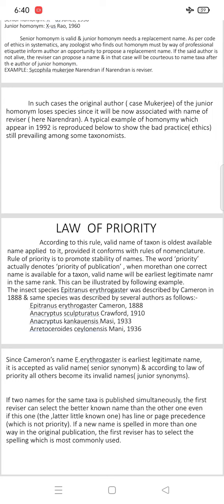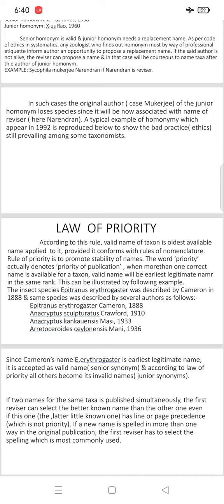Since Cameron's name Epitranus erythrogaster is the earliest legitimate name, it is accepted as the valid name. That means it is the senior synonym. Epitranus erythrogaster is the senior synonym, and according to the law of priority, all other names become invalid names.